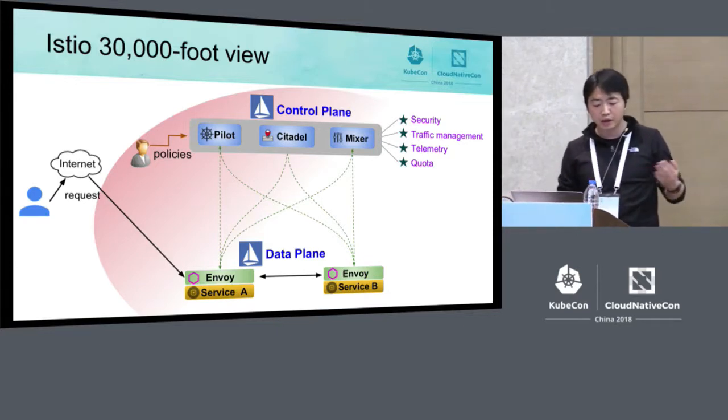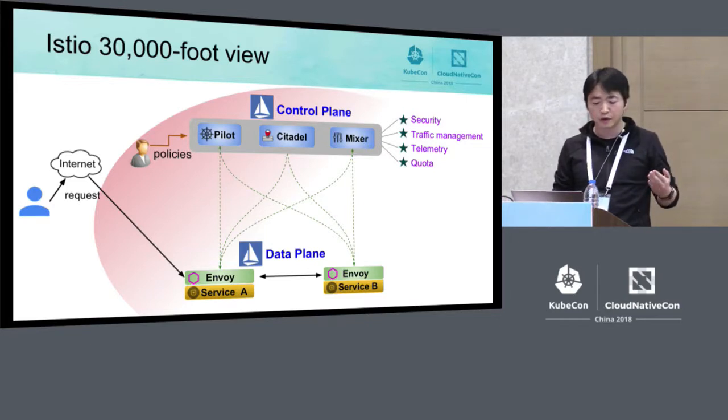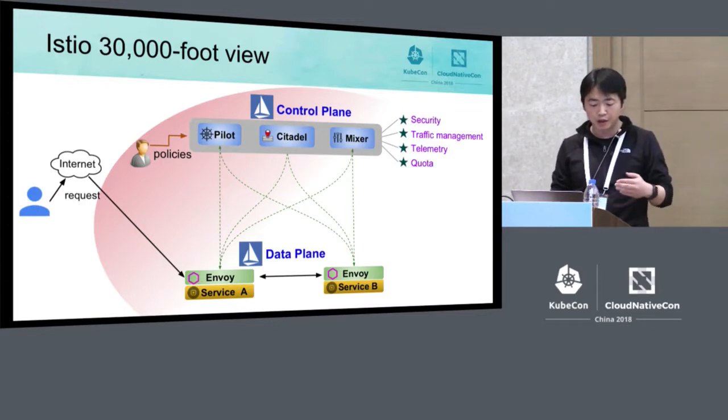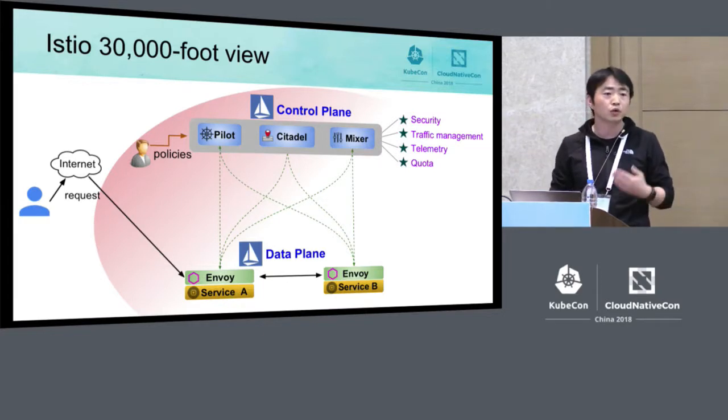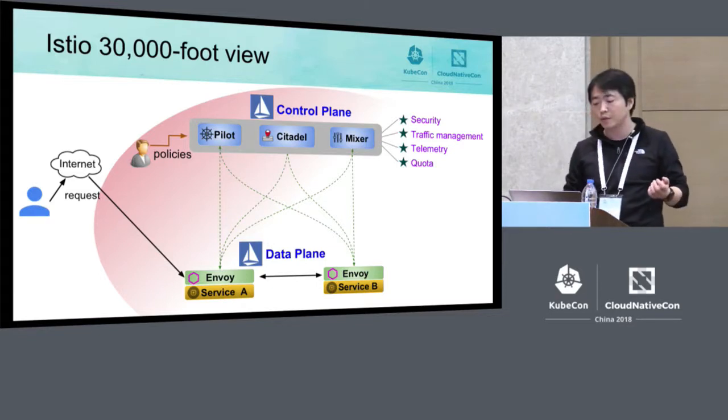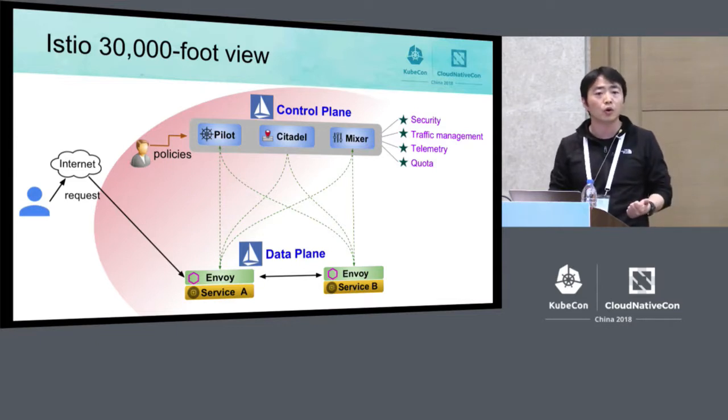Now I will use an example of a single HTTP request to see the life of this request. First, it reaches the internet and then eventually reaches the data plane. After the data plane, all these policies are enforced, for example security and traffic management. You can deploy your service in different versions and route to those versions, collect and report the telemetry data, and also do quota control and service policy control.